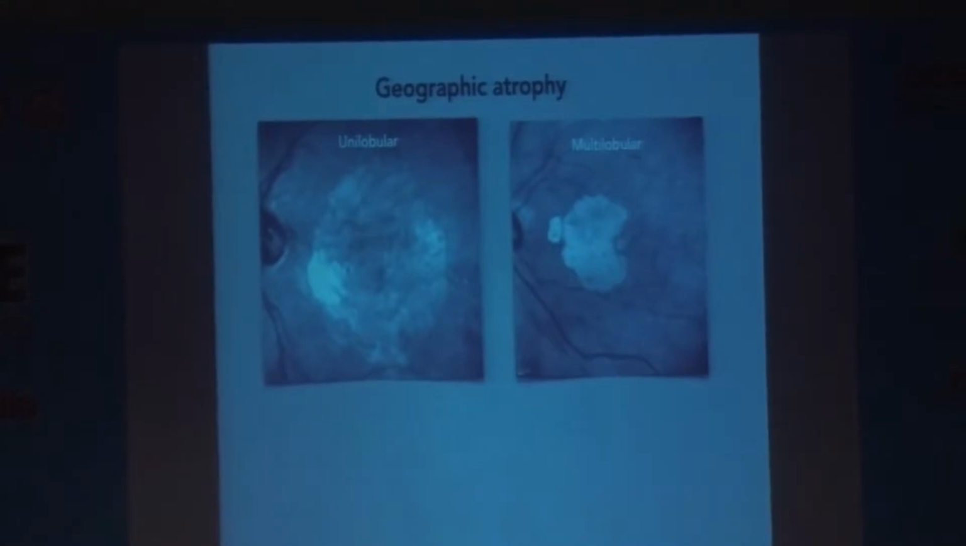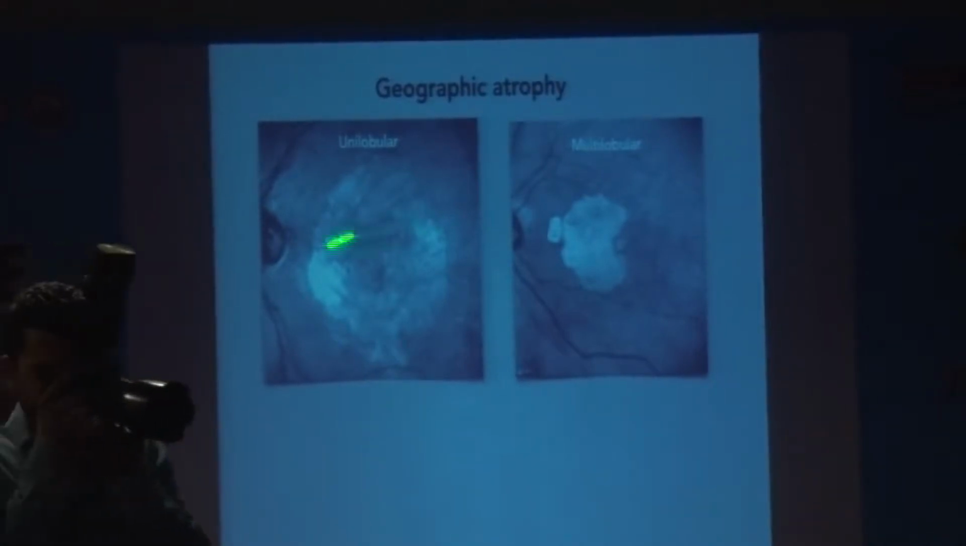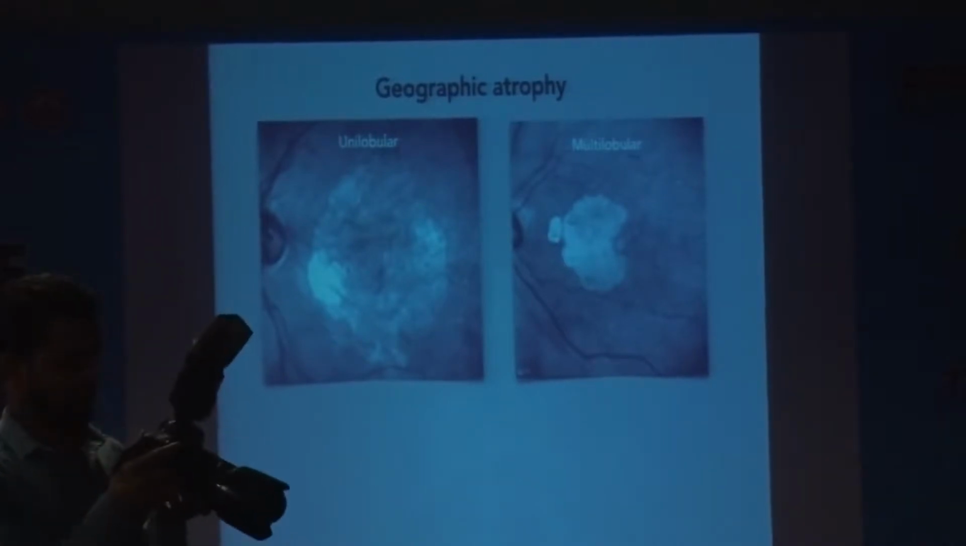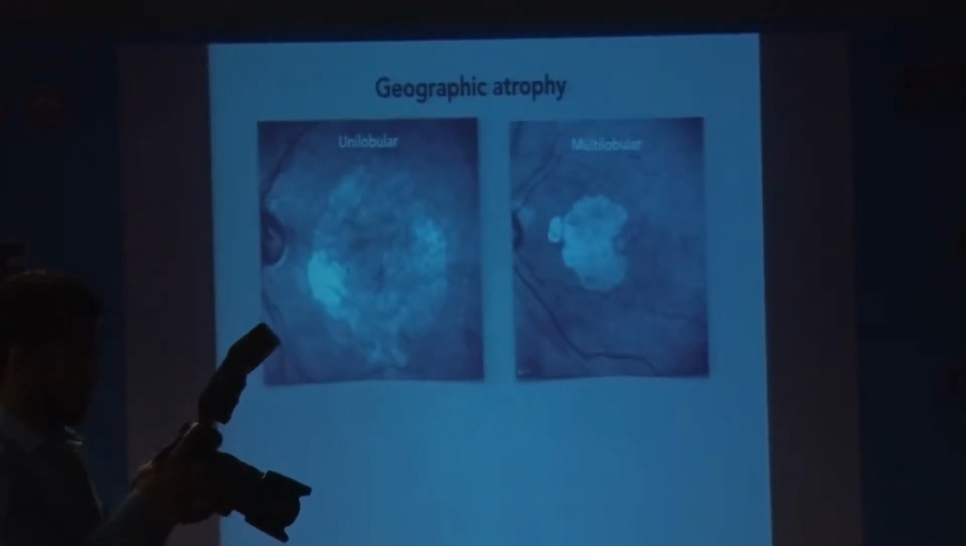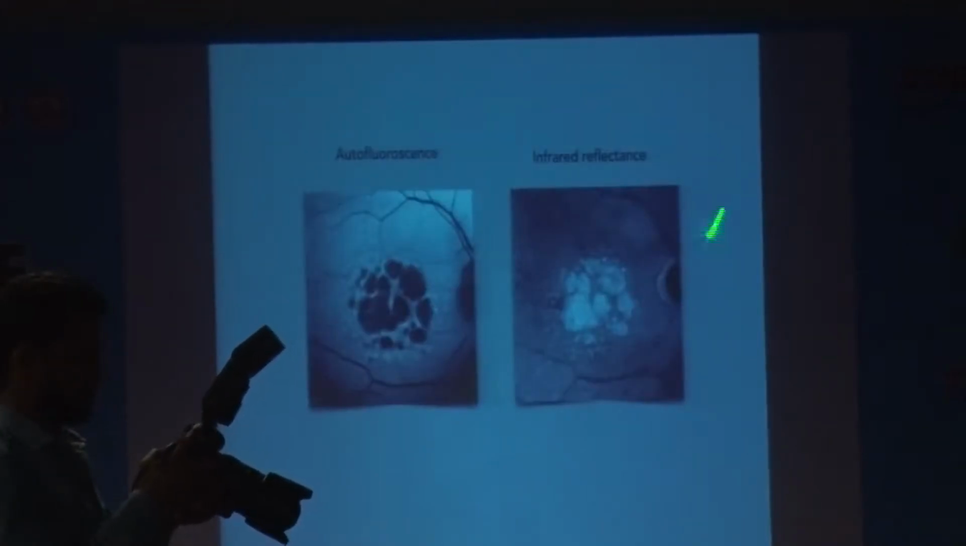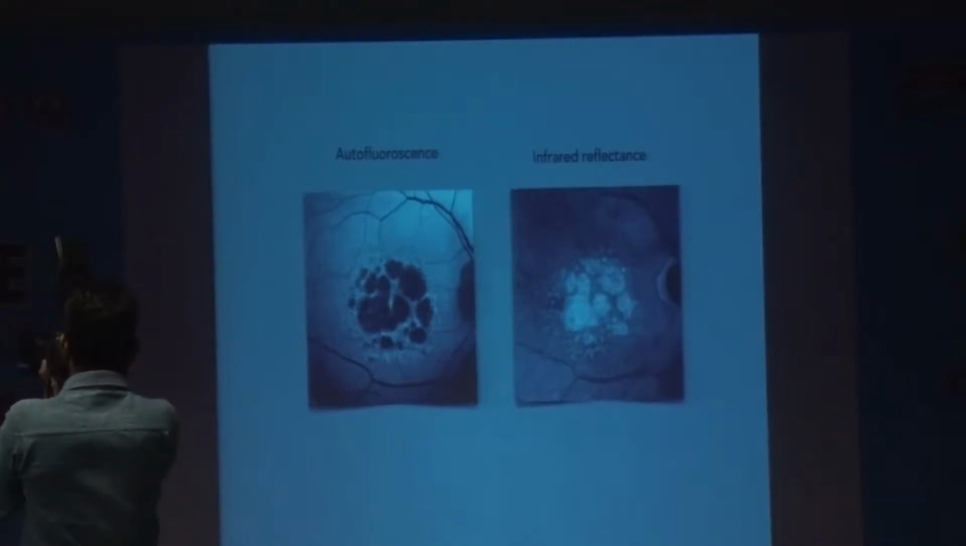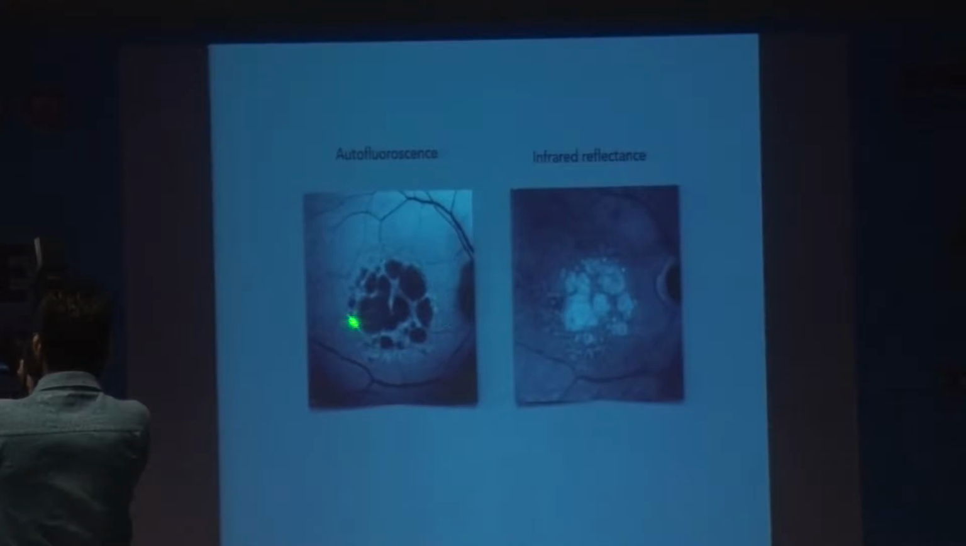Geographic atrophy was divided into a unilobular variety and a multilobular variety with infrared imaging, and now we know that the unilobular variety is nothing but the joining together of the multilobular variety. So it is very good to do this imaging to follow up the patient and look for progression. Infrared imaging shows hyperreflectivity in areas of geographic atrophy because the bare sclera reflects infrared light. But in autofluorescence, the area of geographic atrophy is seen as dark.